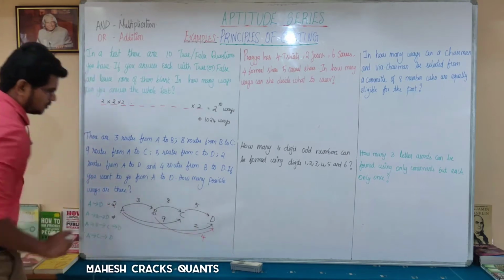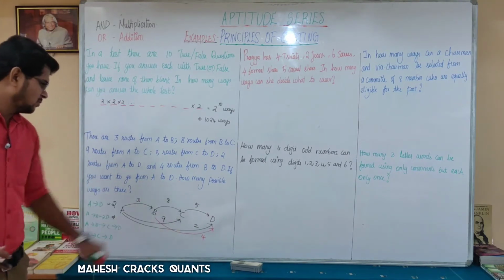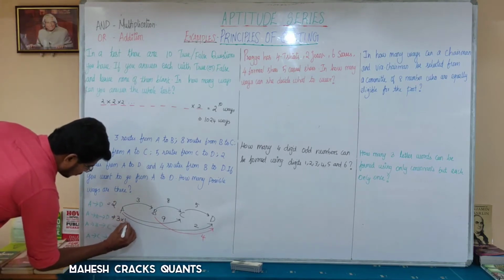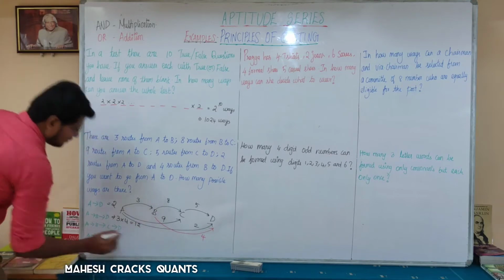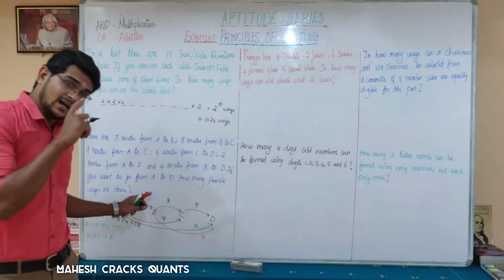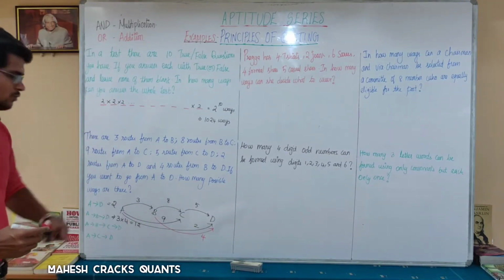A to D, 2 routes. And then A to B, 3 routes, and B to D, 4 routes, which is nothing but 3 into 4. Am I right? Why are we using multiplication? I am reaching A to B and then I am going from B to D. So 3 into 4, 12.